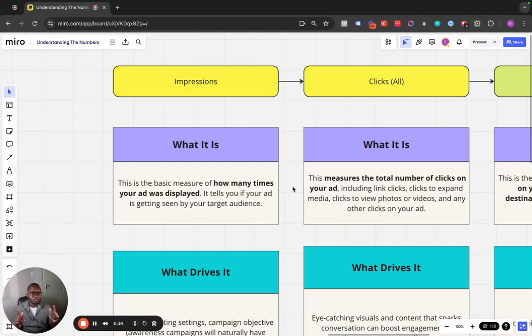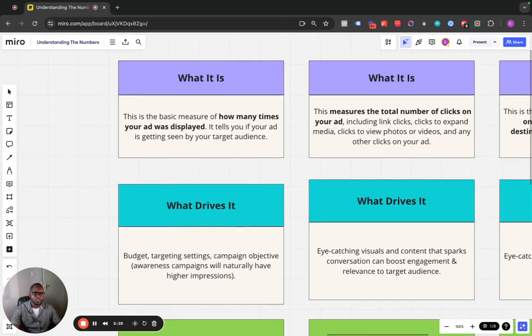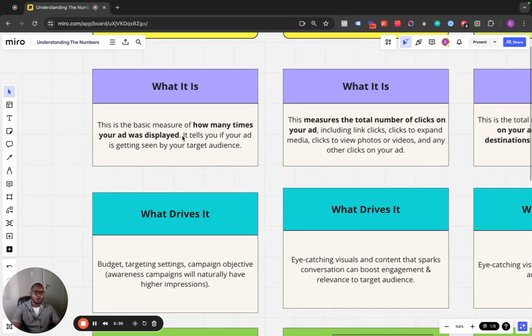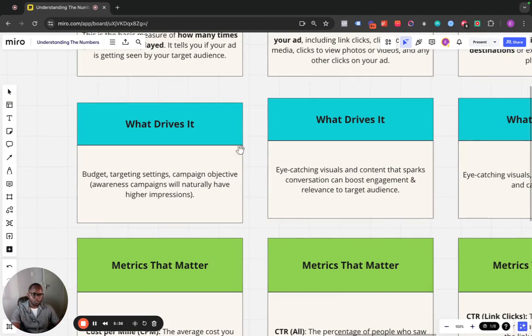Very important and very significant difference, which we shall cover in another video. And what this does is it tells you if your ad is getting seen by your target audience, right? So how many times did your target audience actually see your ad? So what are the things that drive impressions? One, your budget. The more budget you have, the higher the number of impressions you're going to be able to deliver. Two, the targeting settings. So what kind of audience are you targeting?